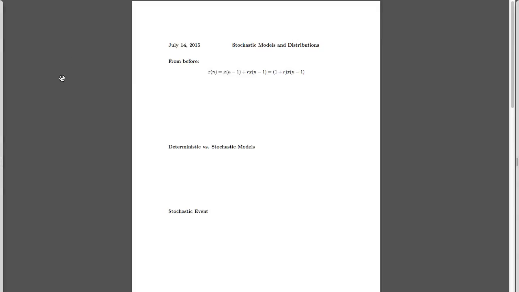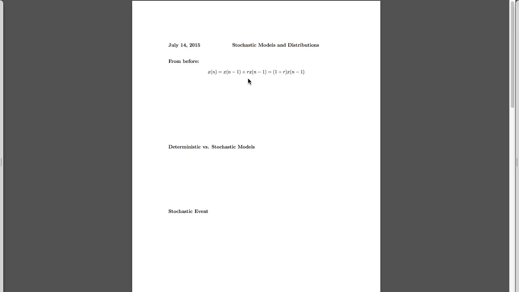So previously we were looking at models for which we could use recurrence relations, and one of the classic examples that we had was x of n, which represents some quantity at time n, is equal to whatever the previous quantity was at time n minus 1 plus some amount of change. That change was determined by some rate parameter r, which of course, since it was a rate, would be multiplied by the quantity at the previous time.